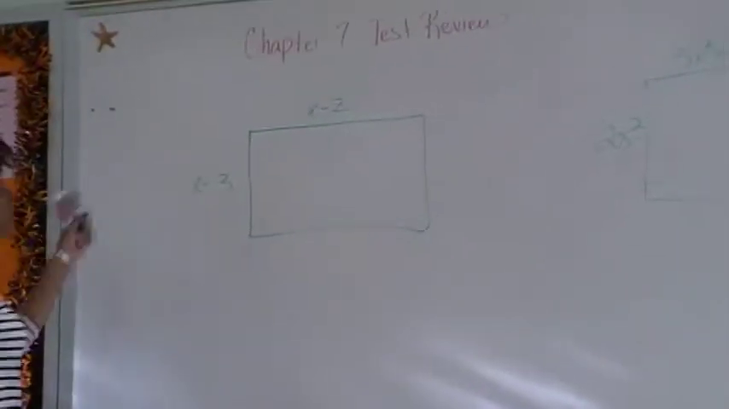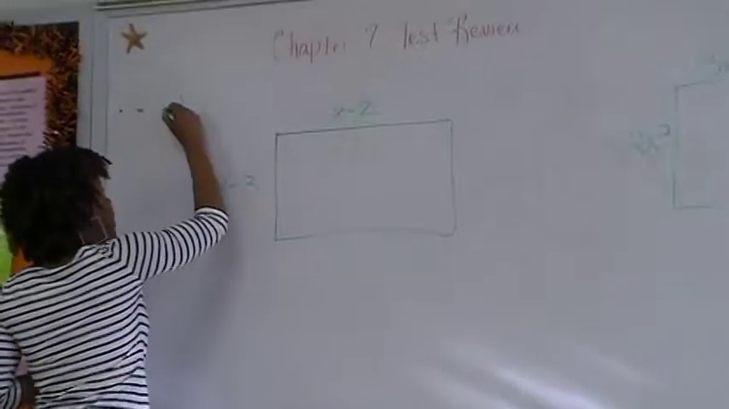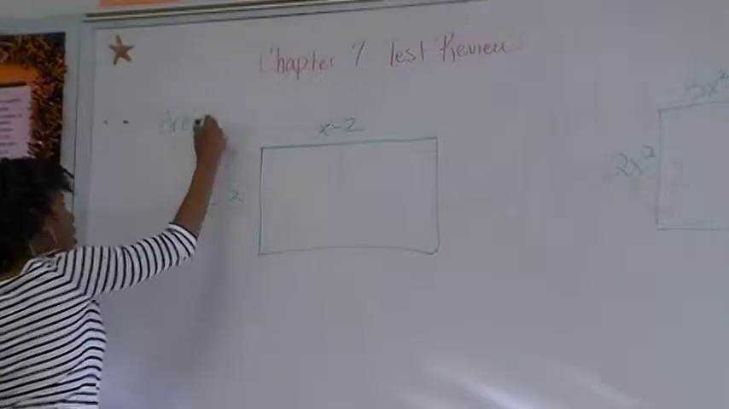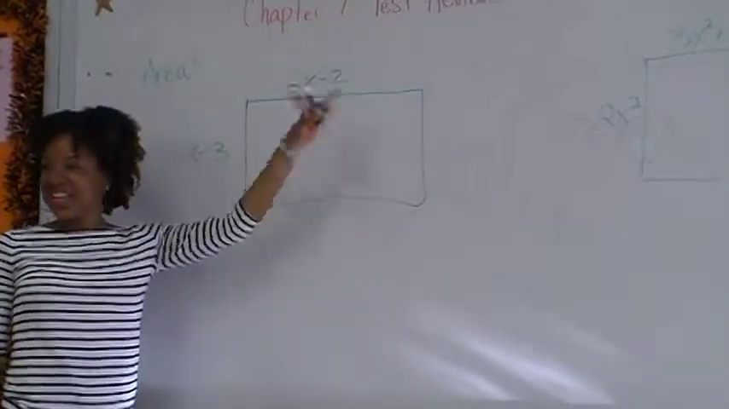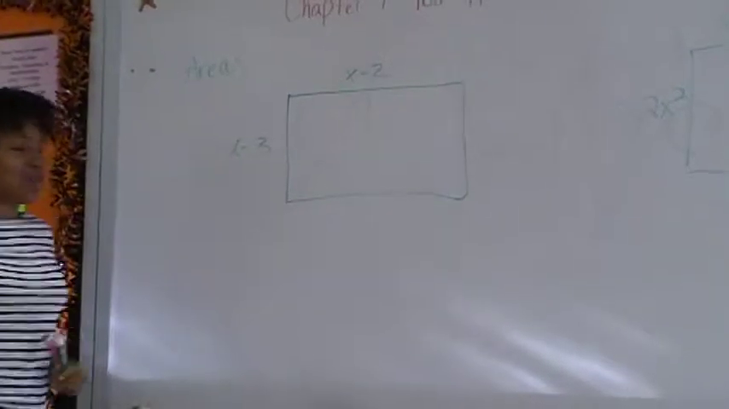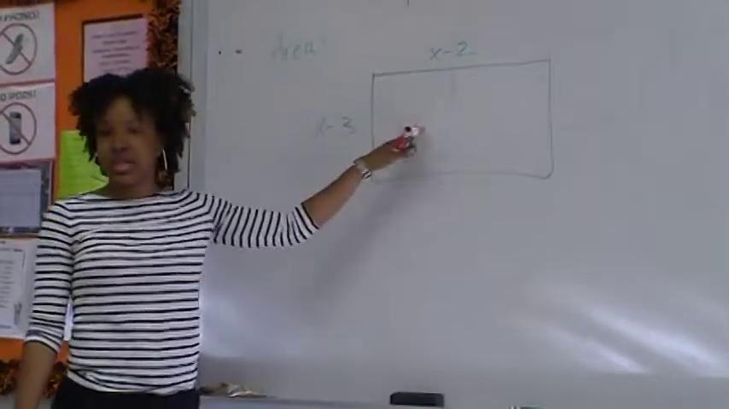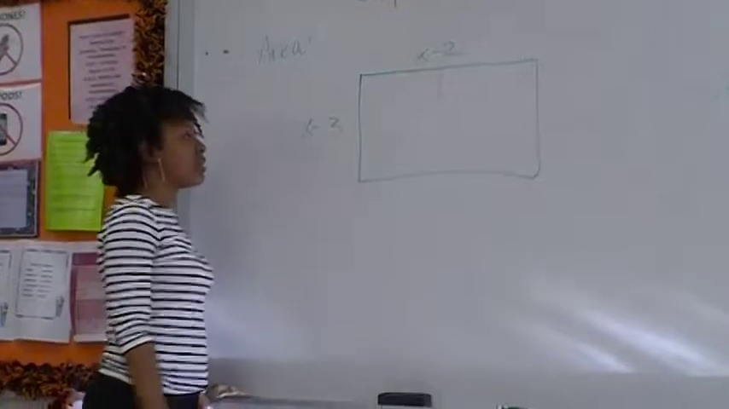Okay, so now this one they want you to find the area. Find the area. What shape is that? Square. Roughly. Rectangle. Okay, a square has all sides equal, so this is not a square. This is a rectangle.